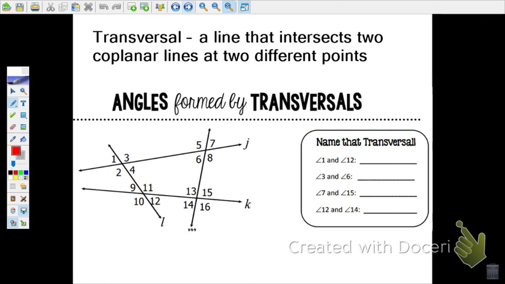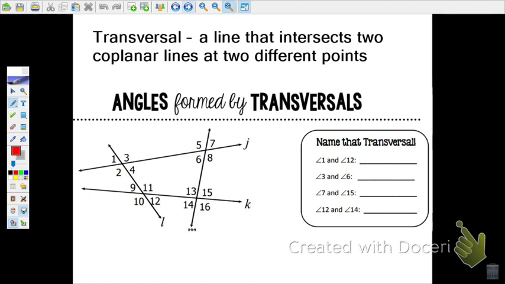So, below this here, angles formed by transversals. You have this in your interactive notebook. We put that in on Thursday after our quiz. So, when I look at the diagram, I've got four different lines. I have line L, line M, line J, and line K. Depending upon what part of that diagram you are looking at, each one of those four lines is a transversal to two other lines.